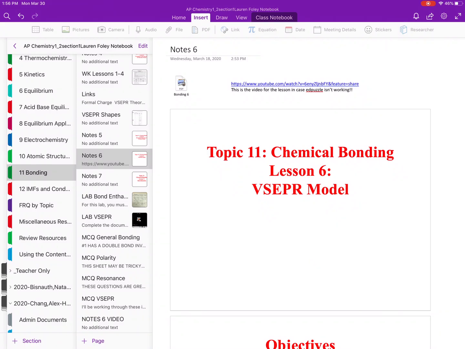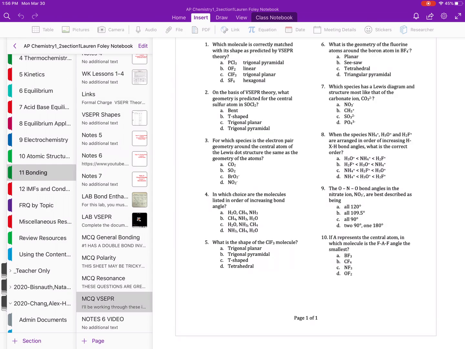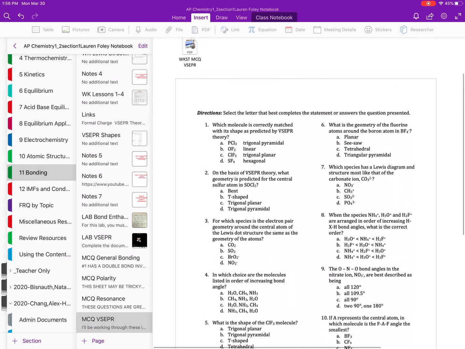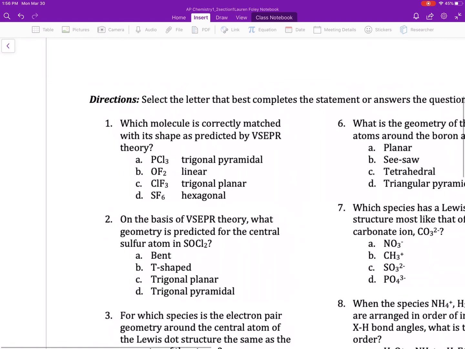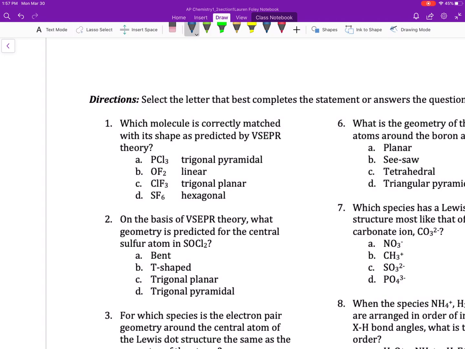Hi guys, I want to go through the multiple choice questions on this molecular geometry. In OneNote, I'm putting this in my content library, but this has been distributed to you, this MCQ VSEPR. I'm going to walk you through these multiple choice questions to show you how to put these molecules together and get their geometries using that helpful chart with the summary of the shapes based on the electron domains. So number one here, which molecule correctly matches with its shape as predicted by the theory?